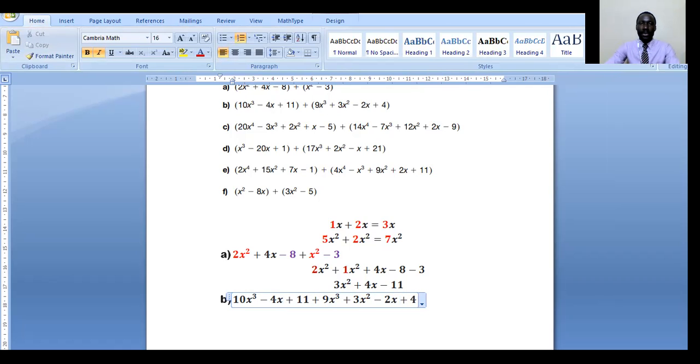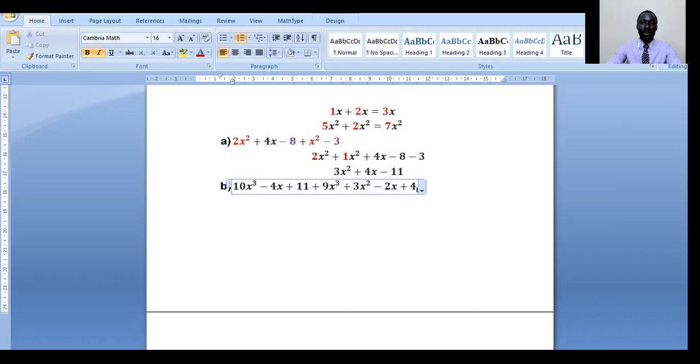Well, the question here is, how do we deal with this type of expression? How do we add this algebraic expression? Now, notice that we have x cubed and the number in front of x cubed is 10 here. And also the number in front of the second x cubed is 9. Now, these two are like terms. Why is that so? It's because all of them have x cubed attached to them. So we will do what is called collection of like terms.